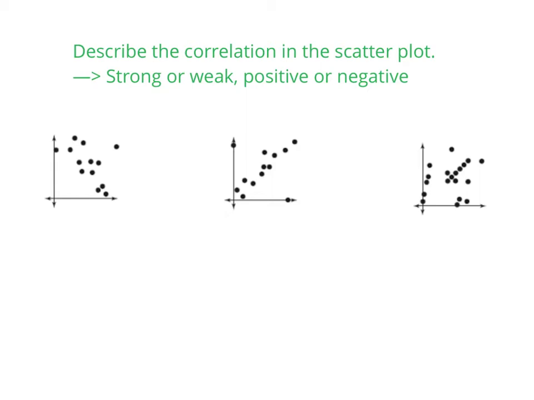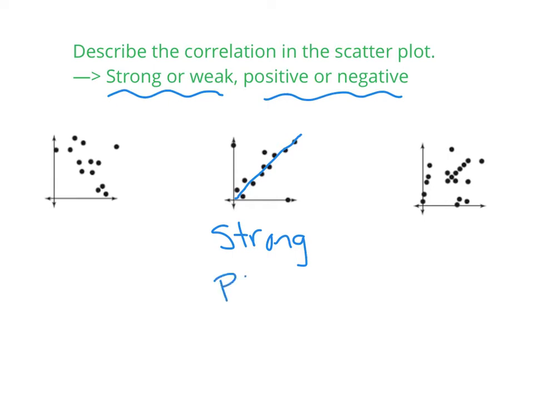So here are 3 different scatter plots, and we are simply just going to describe the correlation. And you always pick 2 words. You have to decide strong or weak, and then you have to decide positive or negative. So let's find the strongest one of the 3, which I think is the middle one. This is definitely strong, and it is increasing. So let's say strong positive.